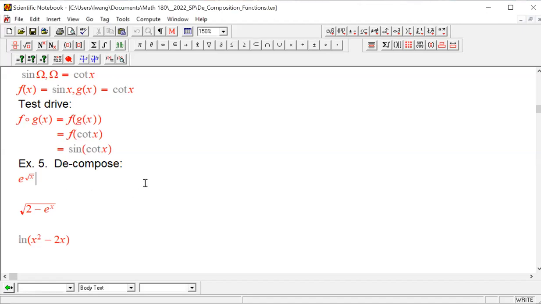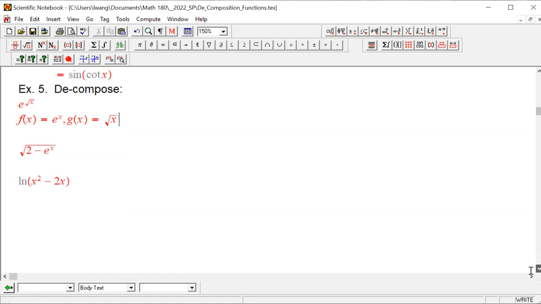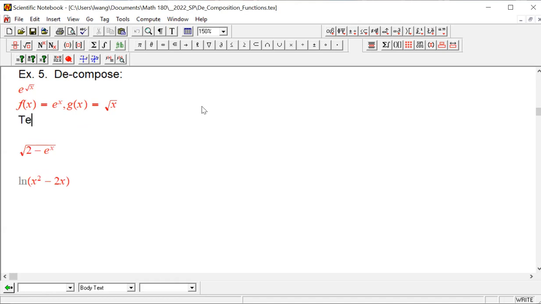All right, I assume you guys are back. Okay, you have tried. So for this first one, I would make f of x to be e to the power x, and the next function g would be square root of x. Okay, and if we test drive it, we have f composite g.